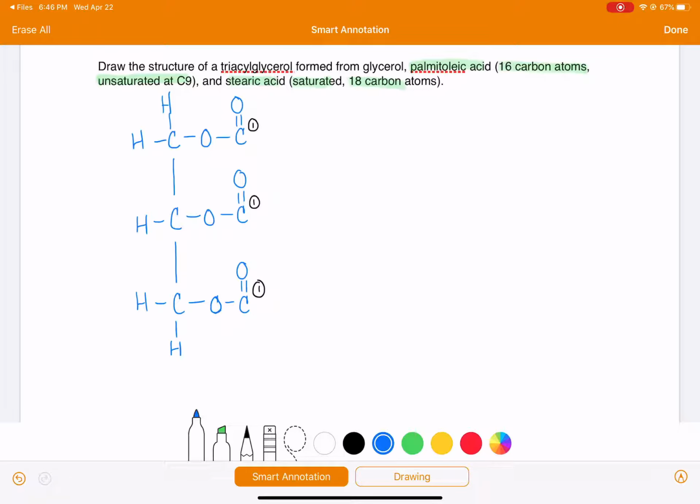We already have 1 carbon. We need to draw 16 more. So there's 2, 3, 4, 5, 6, 7, 8, 9, 10, 11, 12, 13, 14, 15, 16. I had to stop for a second because I realized I said we already have 1. We have to draw 16 more. 1 plus 16 is 17. We should only have 16.